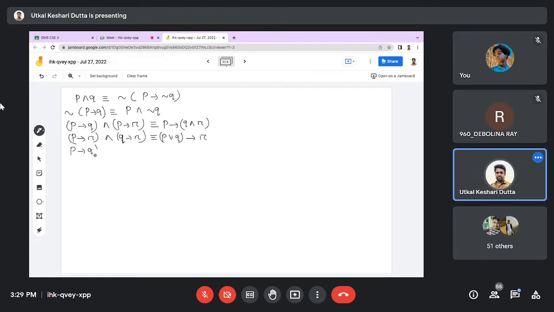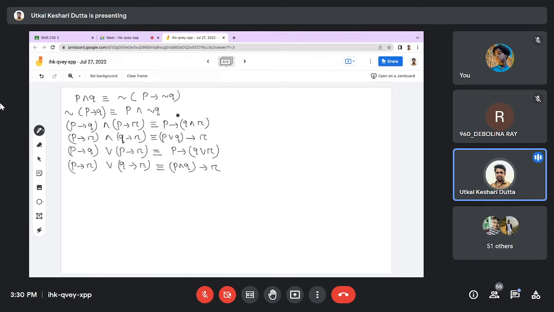Okay. P conditional Q disjunction P conditional R. That will be equivalent to what? Same: if P then Q or if P then R. That is simple: P conditional to Q disjunction R. Similarly, there is another one: P conditional R disjunction Q conditional R. That will be equivalent to what? P conjunction Q conditional to R.